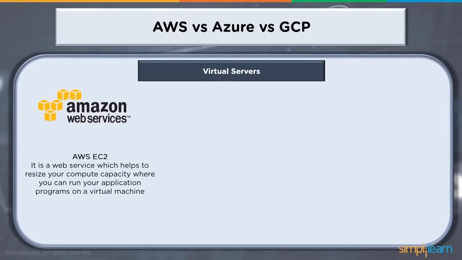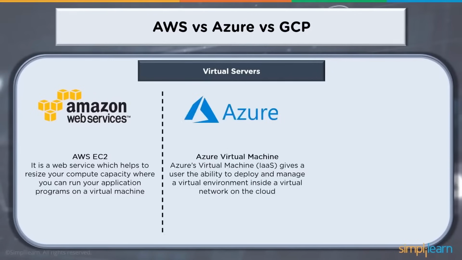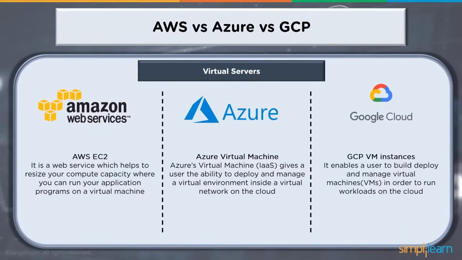When it comes to Azure or Microsoft's offering, Azure Virtual Machine, that is infrastructure as a service, gives a user the ability to deploy and manage a virtual environment inside a virtual network on the cloud. And this virtual network on the cloud would be managed by the cloud provider. The offerings from Google Cloud Platform, that is GCP VM instances, enable users to build, deploy, and manage virtual machines in order to run different kinds of workloads on the cloud.